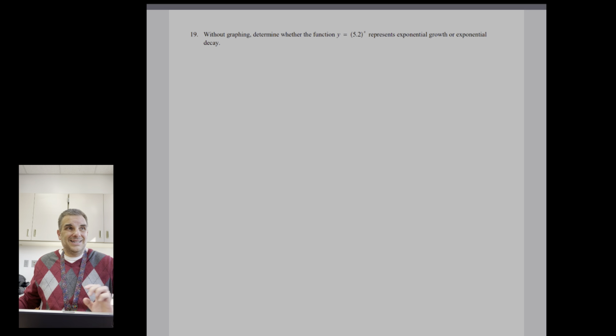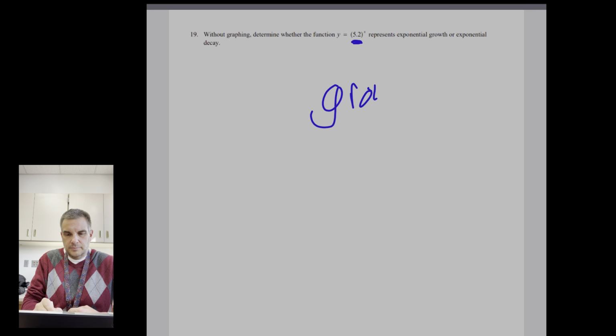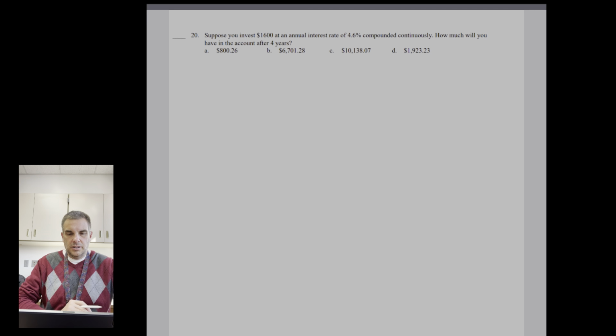Number 19. Exponential growth or decay. The quick question is whether the base is greater than 1, so it's growth. Done. Like those questions. Interest questions now. Suppose you invest $1,600 at an annual interest rate compounded continuously. How much will we have after 4 years?